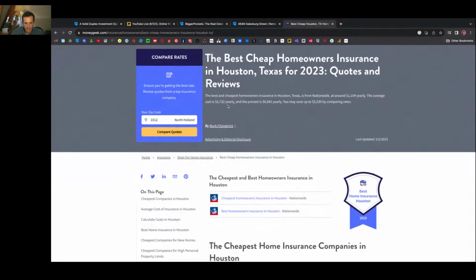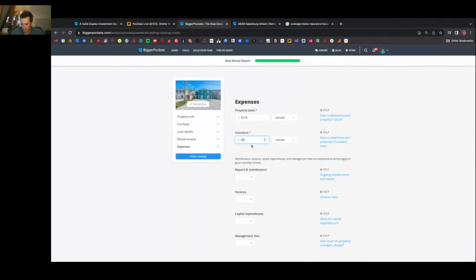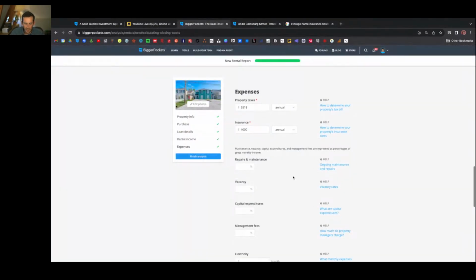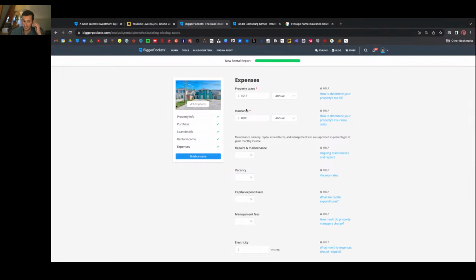Money Geek says 3,722 yearly. All right, I'm going to put in 4,000. That's an average between the two of what I just saw. So we're going to do 4,000. So we have a lot of tax and insurance there. That is really high, 10,000 bucks.